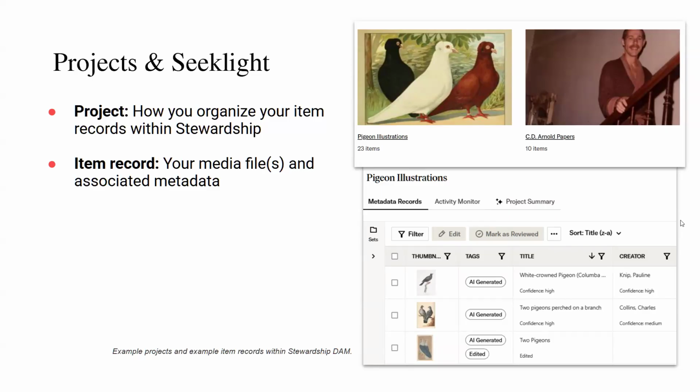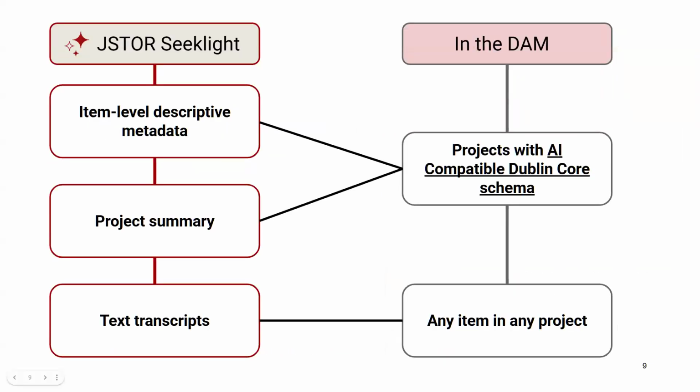So let's look again at what Seeklight currently does and how that fits in to the DAM and these projects. Seeklight's transcription for items with text works for any item in Stewardship, regardless of how your project is set up. So this means you can generate transcripts for items that you did not upload directly through Seeklight. Metadata generation and project summaries work a little bit differently. Right now, these features are tied to a specific project's metadata schema called the AI-compatible modified Dublin core schema.